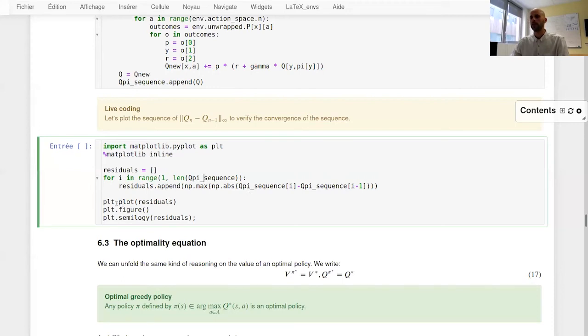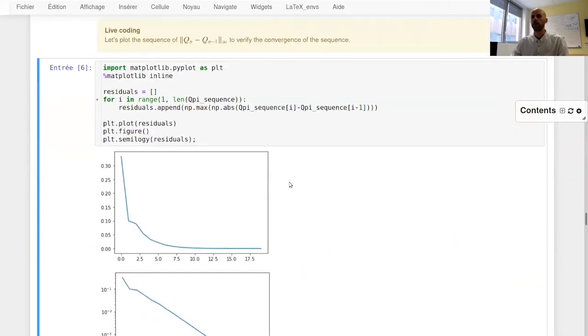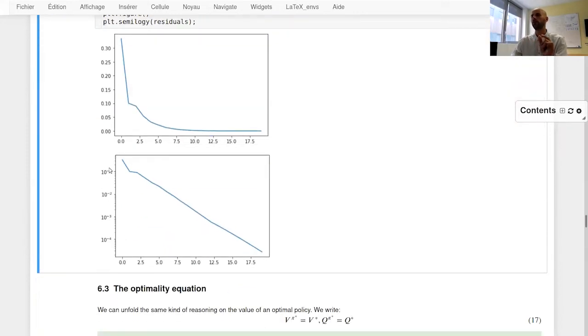And I will plot the residuals, and since I actually know what to expect, I will also plot the residuals on log scale on the y-axis. So I'm just building this. So I can see that the distance between two consecutive q functions actually drops pretty quickly to zero. And if I plot this in logarithmic scale, I can see that this decrease is actually exponential. So this exponential decrease is actually something that was expected because T pi is a contraction mapping with a fixed contraction factor.